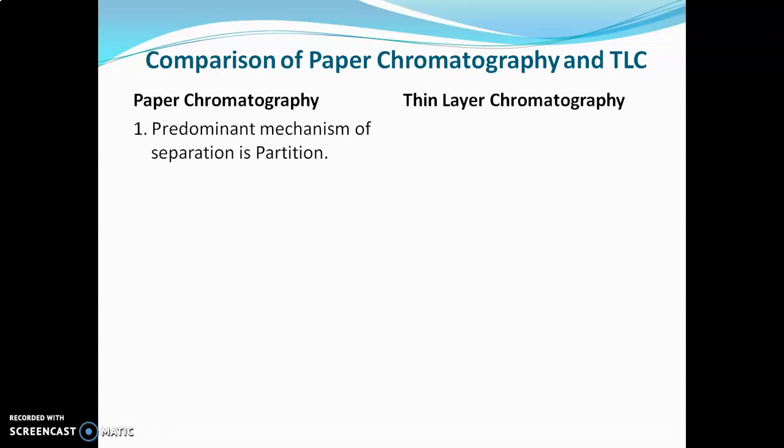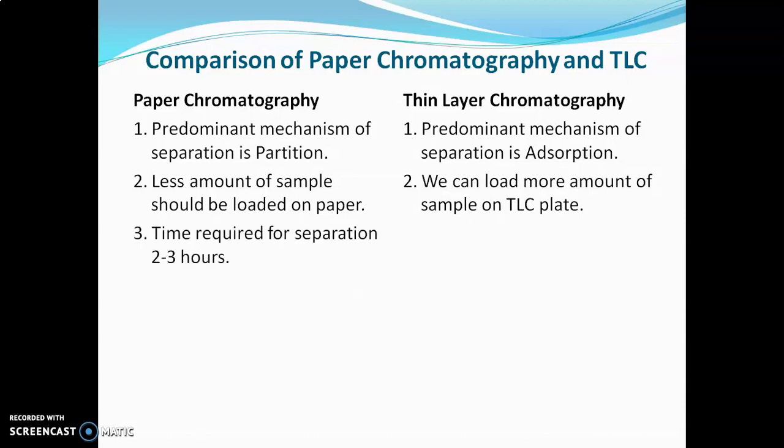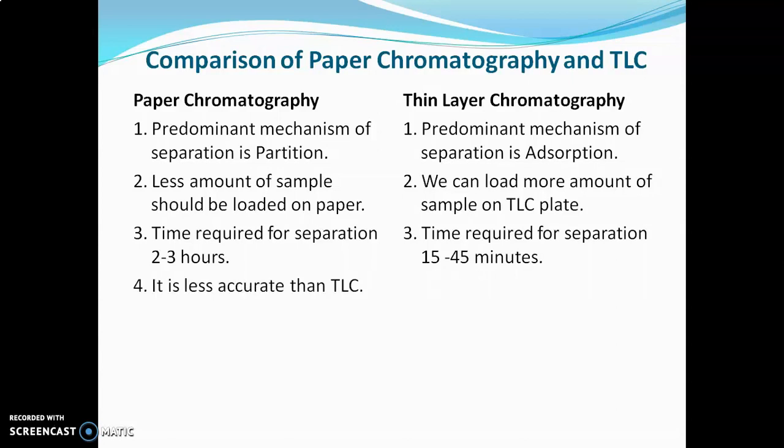In paper chromatography, the predominant mechanism of separation is partition, and in TLC, the predominant mechanism of separation is adsorption. In paper chromatography, a less amount of sample should be loaded on the paper. That means dilute solutions are used in paper chromatography. While in TLC, we can load more amount of sample on the TLC plate. The time required for separation in paper chromatography is 2 to 3 hours, while in thin layer chromatography a short time is required, that is 15 to 45 minutes for completion of separation.